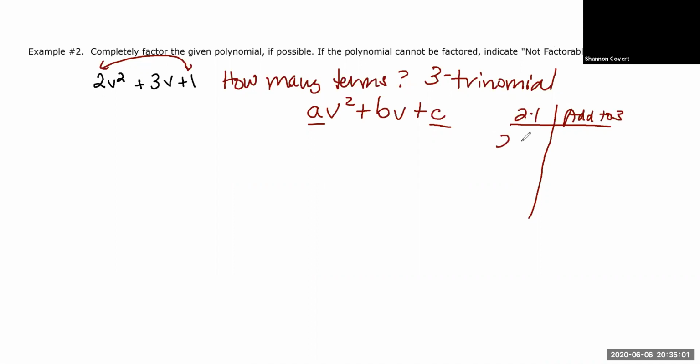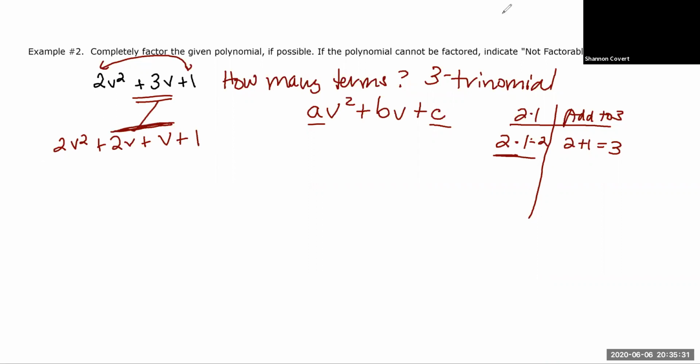So this one is not overly hard because I only have one set of factors. So 2 times 1 does give me 2, and 2 plus 1 does give me 3. So I'm going to take these two factors, which are 2 and 1, and come over here and replace this middle term with those two factors. So plus 2v plus v plus 1. So here I've replaced that middle term with these two factors.